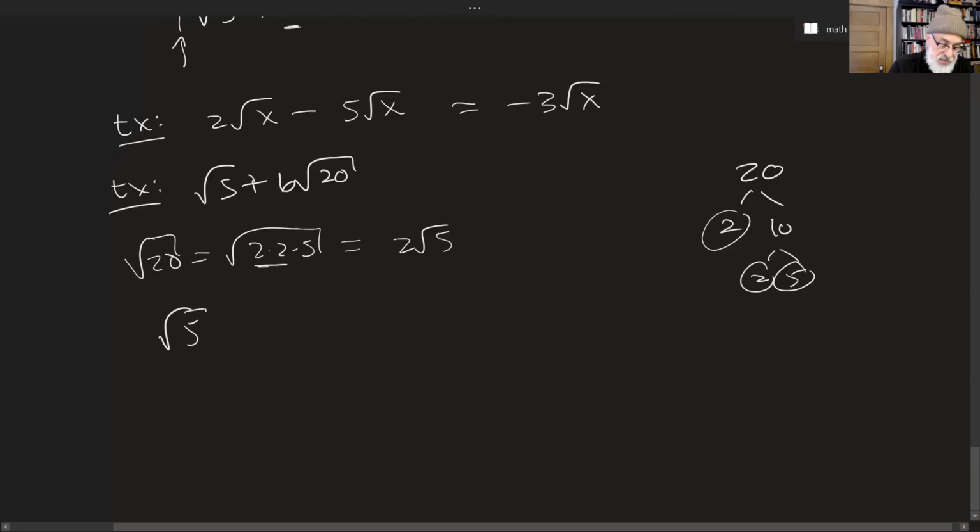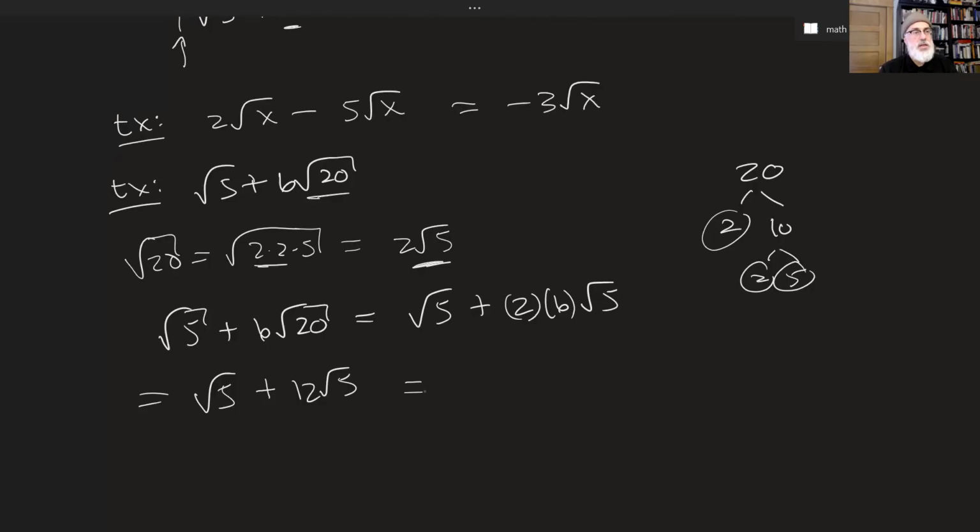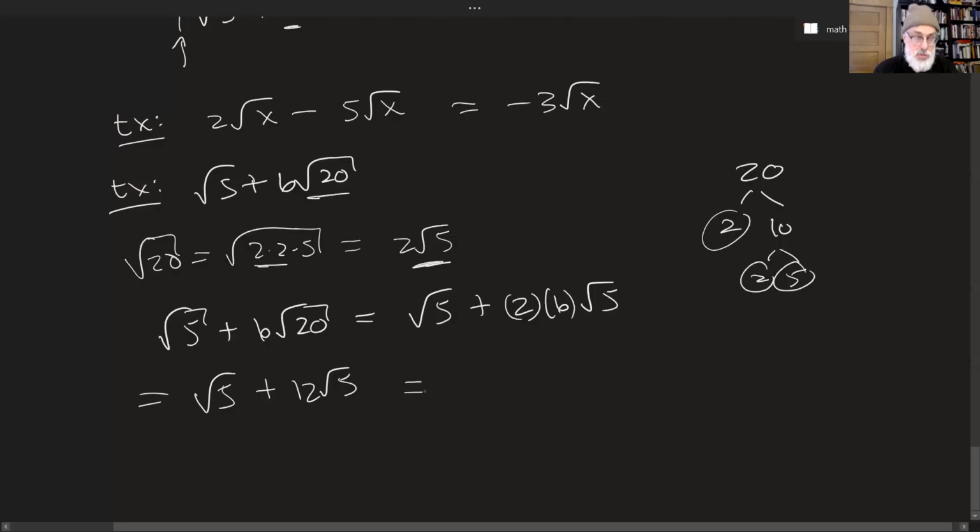So the square root of 5 plus 6 square root of 20 is equal to the square root of 5 plus 2 times 6 times the square root of 5, because I'm replacing 2 square root of 5 with the square root of 20. Now I'm just going to multiply 2 and 6, that's 12 square root of 5. Now I have the same radicand, the same root, and I'm just going to add the coefficients. 1 plus 12 is 13 square root of 5. So that's the rule for adding and subtracting.